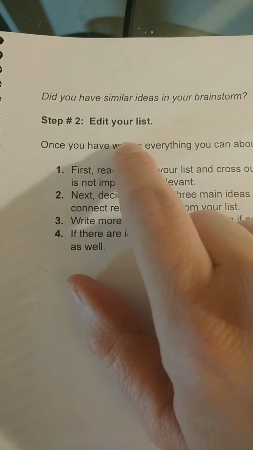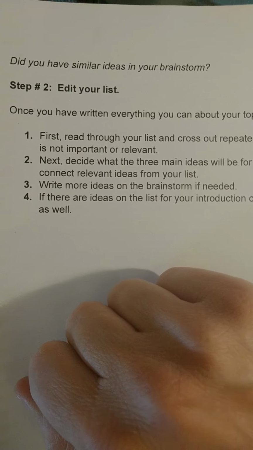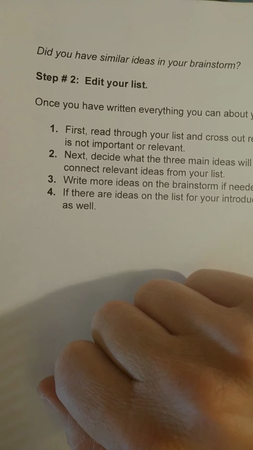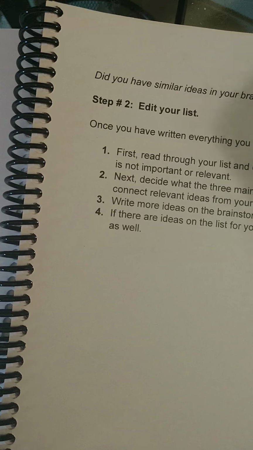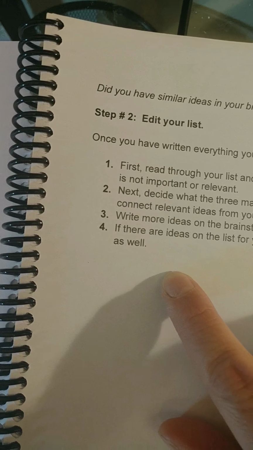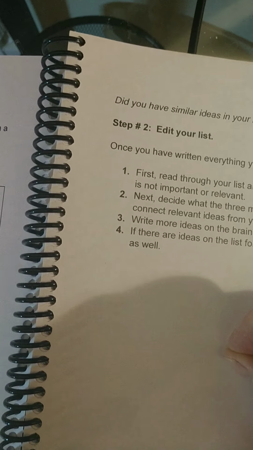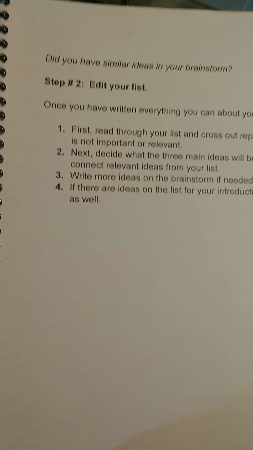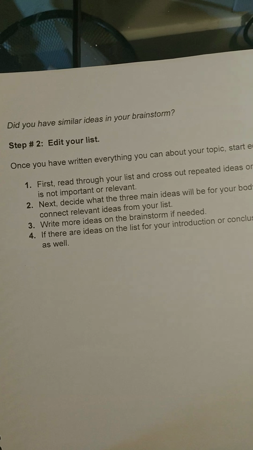Next, you need to edit your list. Once you have written everything you can about your topic, start crossing things out, start organizing what your main points are. Here are some directions if this is difficult for you. You can add to your brainstorm, you can cross out from your brainstorm, but try to come up with the most important ideas.